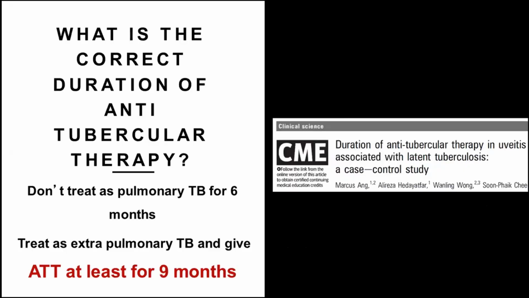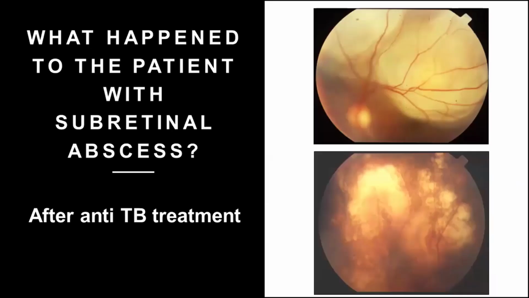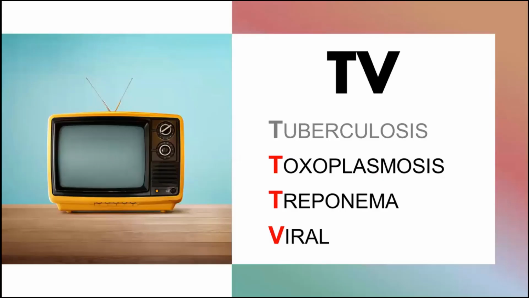What is the correct duration of antitubercular treatment? There is a lot of debate. There is a study which said that 9 months of antitubercular therapy is better than 6 months, and the recurrence rate is markedly low. So treat as extrapulmonary TB and give at least 9 months of treatment. This is a patient with subretinal abscess who was given 9 months of antitubercular treatment with a steroid, and showed a remarkable response to therapy.